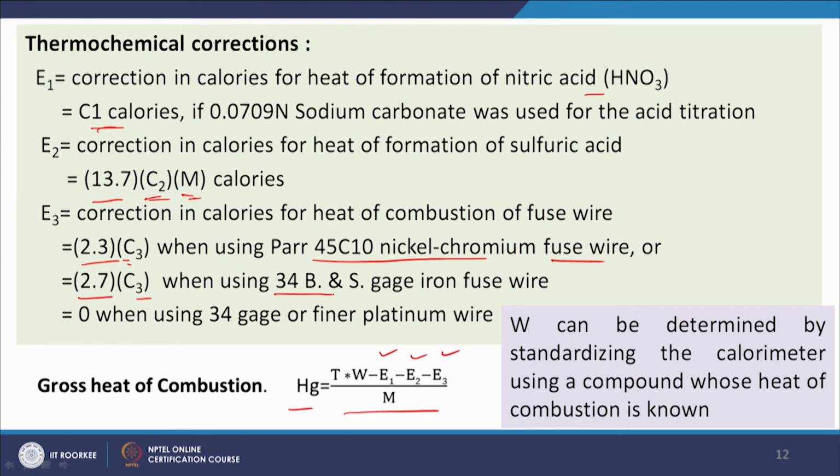and this equals 2.7 into C3 where 34B and S gauge iron fuse wire is used, and this equals 0 when 34 gauge or finer platinum wire is used. So, these values will be provided by the supplier of the Bomb calorimeter.